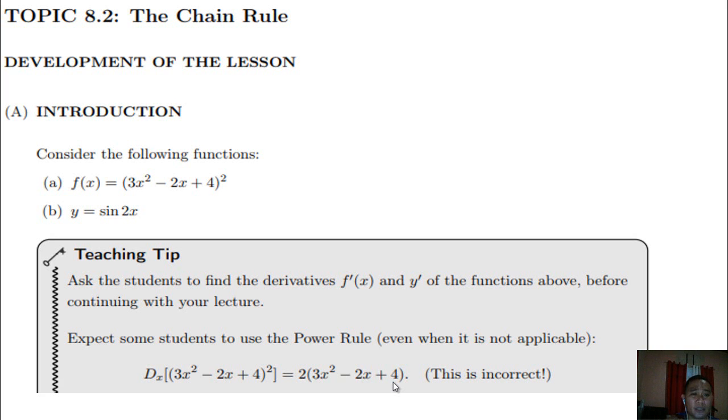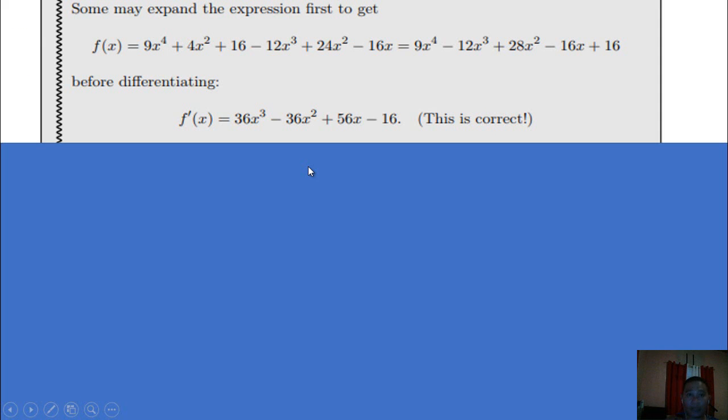There are two ways. Possibly, you can expand this one. This is 9x to the 4th plus 4x squared plus 16 minus 12x cubed plus 24x squared minus 16x. Then we take the derivative. The derivative is 36x cubed minus 36x squared plus 56x minus 16. And then, that is our derivative. It can be done that way. We simplify. But what is the easiest way?